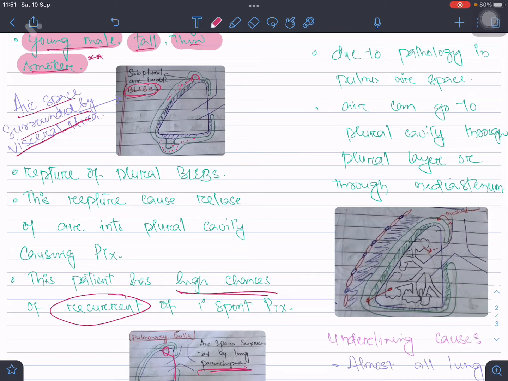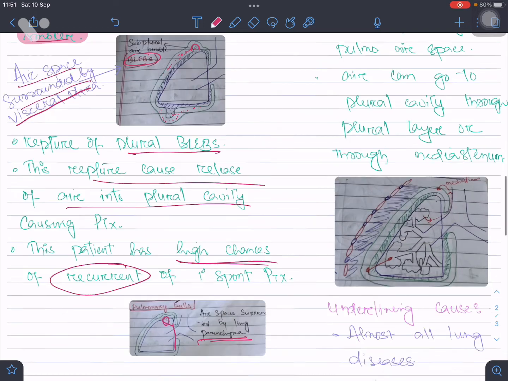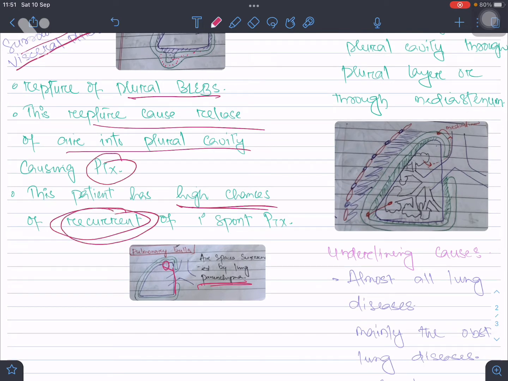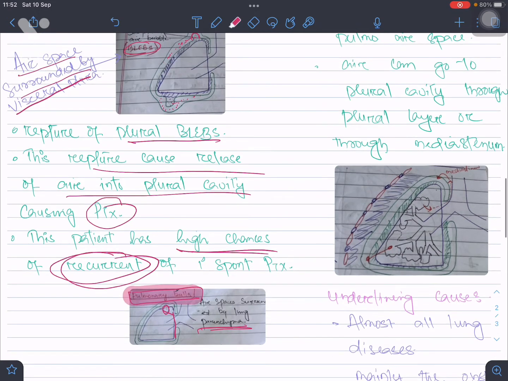And we all know that a pleural bleb rupture can release some amount of air and cause pneumothorax. The recurrence rate is high. So another term is the pulmonary bulla. Okay, when we come across the word pulmonary bulla, the pulmonary bulla and the pulmonary bleb look similar, but the difference is that in the pulmonary bulla, the surrounding tissue is the lung parenchyma itself. Okay, see here, it is the lung parenchyma itself.